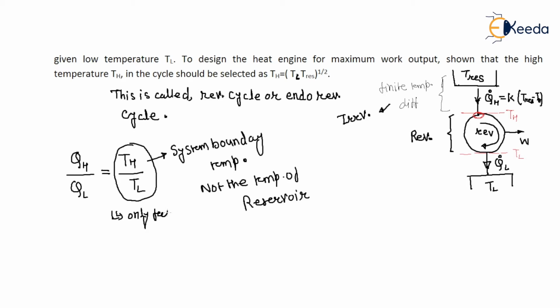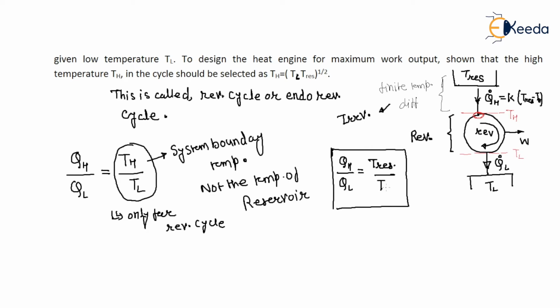Only for reversible cycle. If you write like that, that means QH by QL is equal to T reservoir to TL. This is wrong. Why? Because it is totally reversible. If you consider like that, that means the cycle will be reversible externally as well as internally. If you write like that, you assume only the internally reversible.